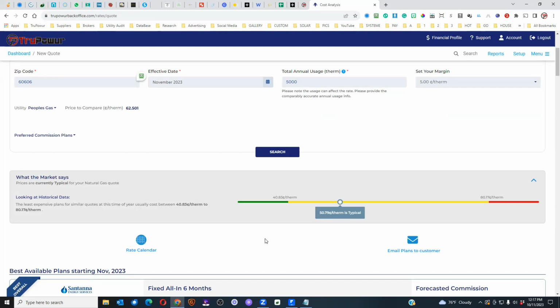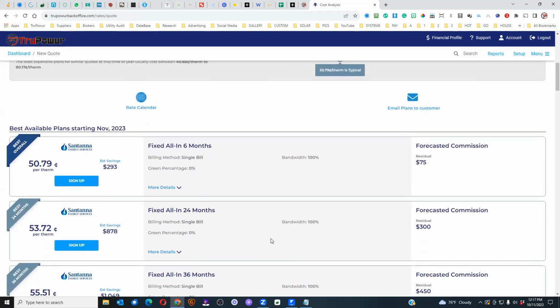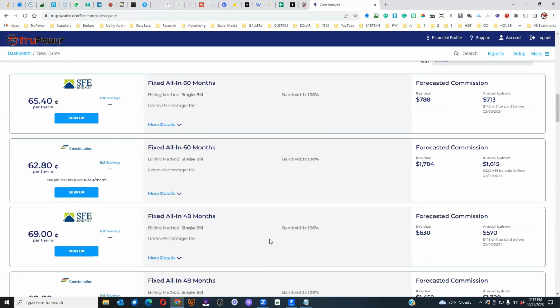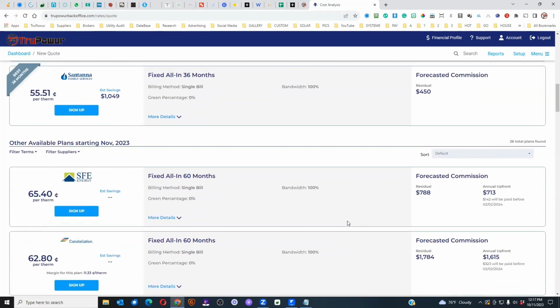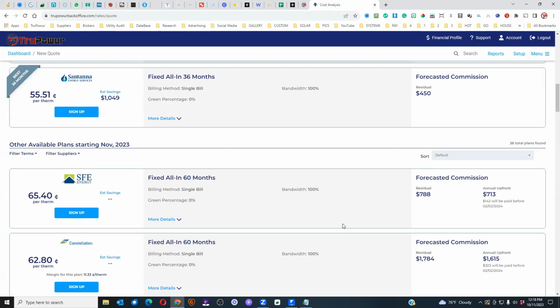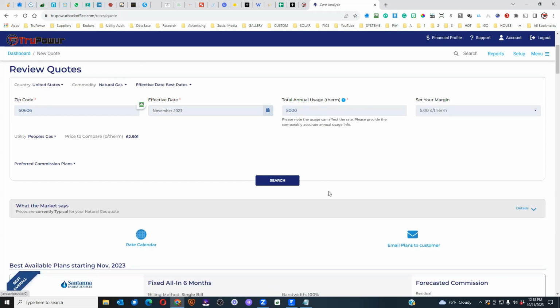And if you recall from the footprint of the commercial custom pricing, you have a much bigger audience when it comes to natural gas pricing. So from here, you have all of your suppliers and the different rates that are available. It will automatically calculate out your commissions as to whether you want annual upfronts or residuals, which are monthly. So all of that is already taken care of for you.